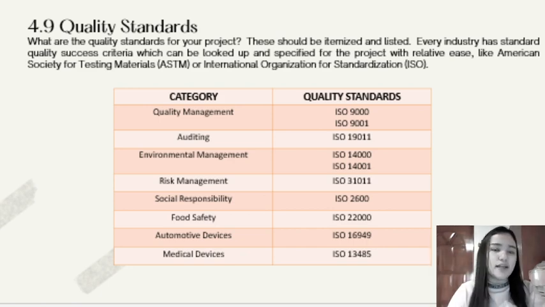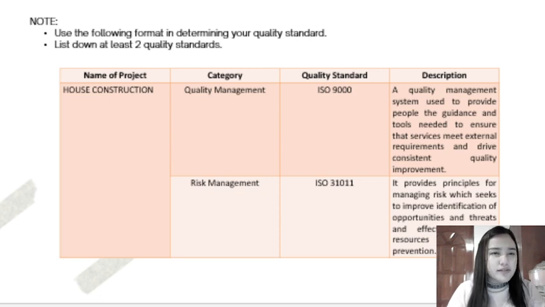Ma'am, maybe you're asking, can we also include other quality standards aside from ISO? Yes, you can. So here's the format, guys. You use the following format in determining your quality standard. You list down at least 2 quality standards that you have to comply. So there are 4 columns: the name of project, the category, the quality standard, and a short description.